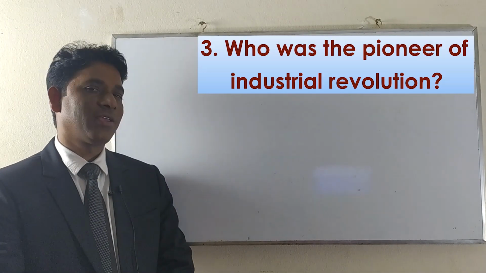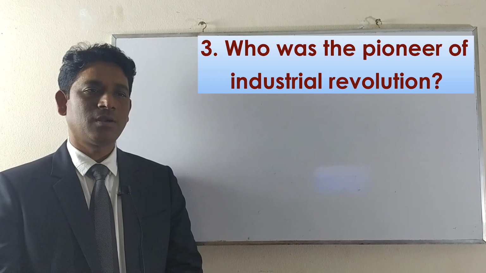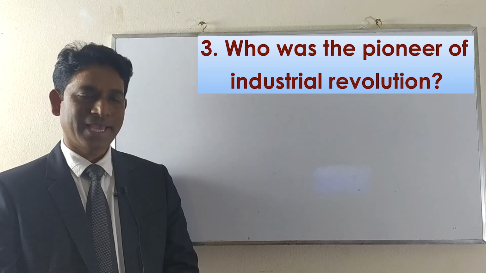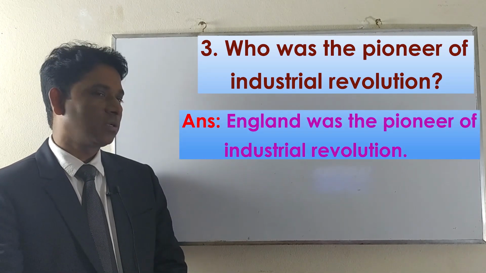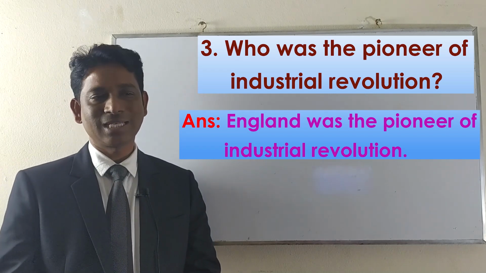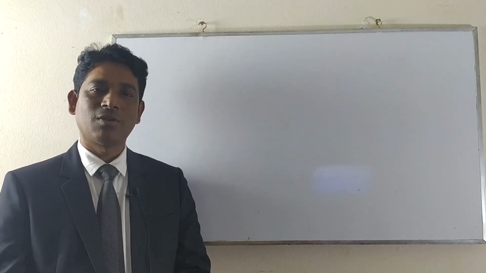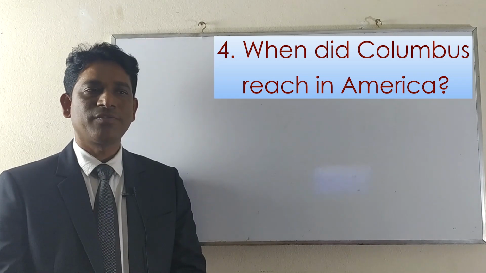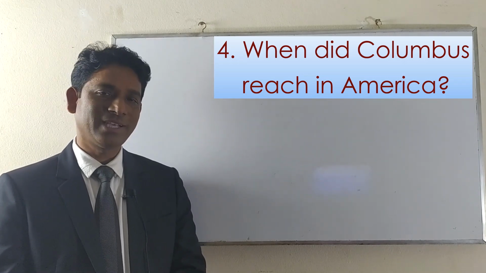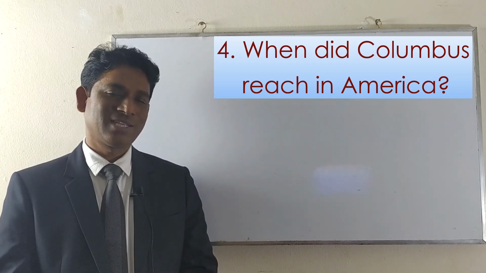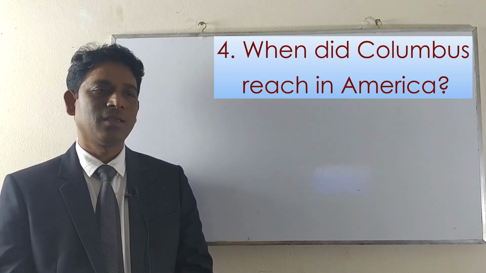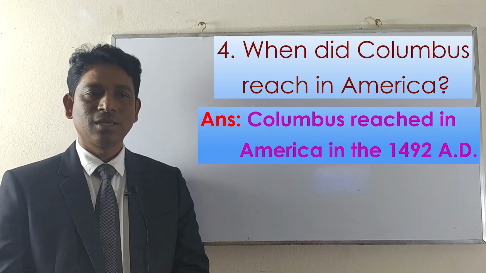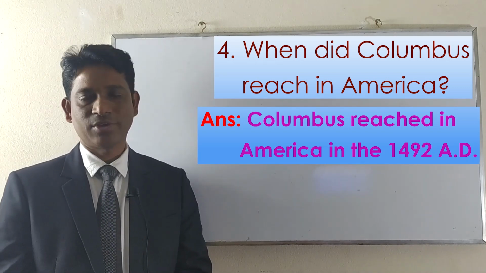Now, question number 3. Who was the pioneer of the Industrial Revolution? Yes, your answer is correct. Look, England was the pioneer of the Industrial Revolution, right? Now the last question, question number 4. When did Columbus reach America? Can you remember it? Yes, your answer is correct. The answer is Columbus reached America in 1492 AD. Thank you everybody.